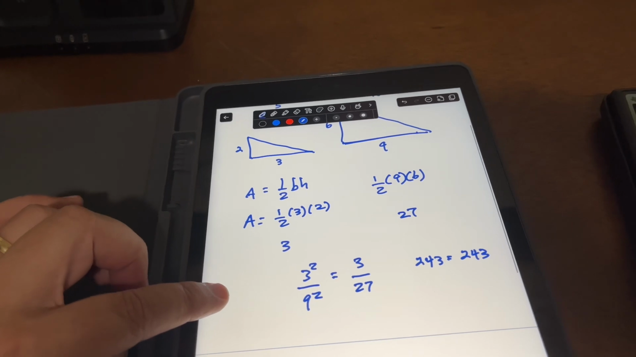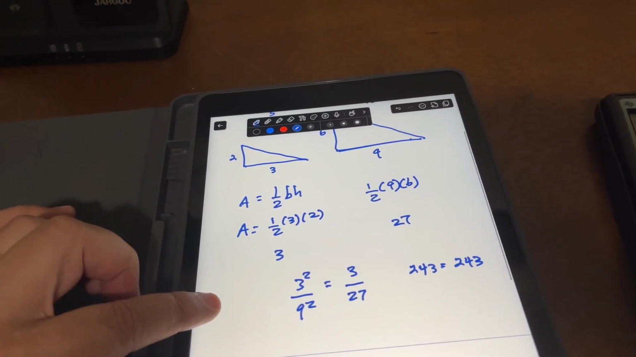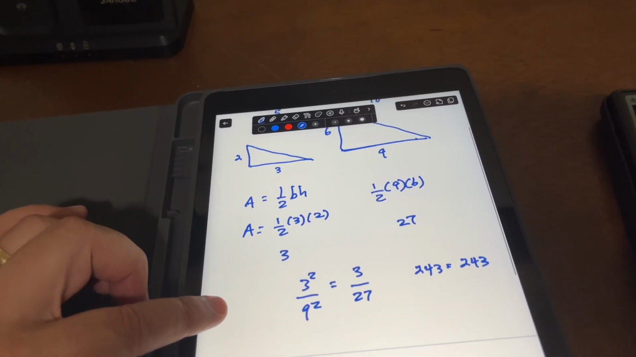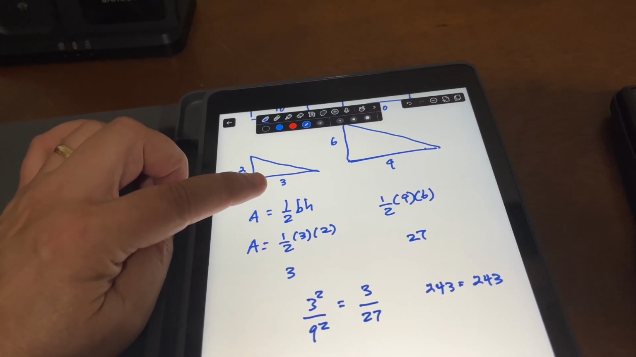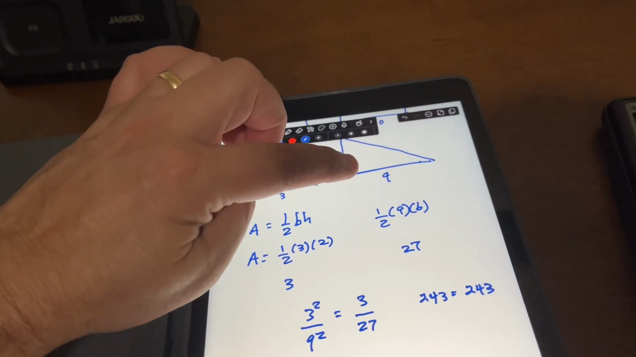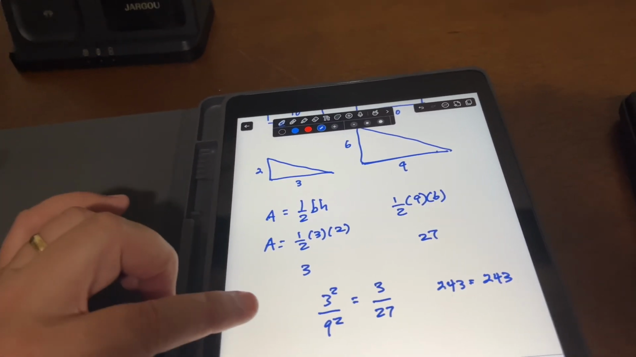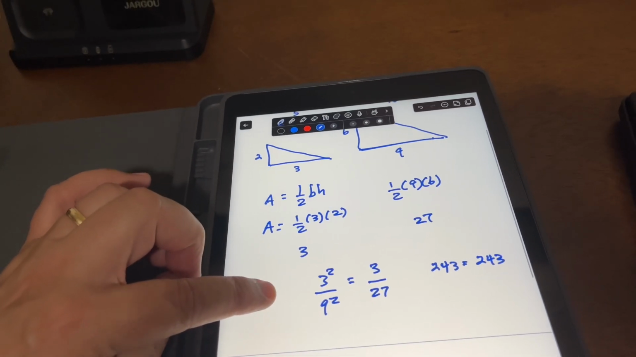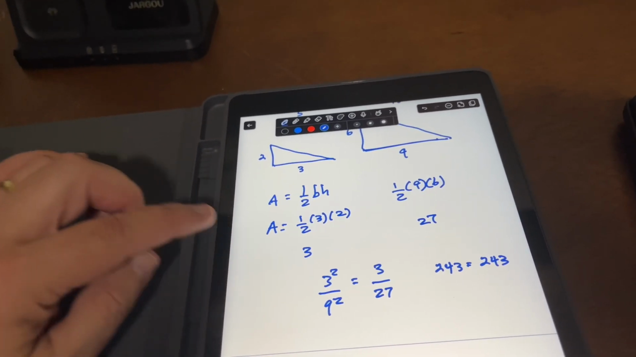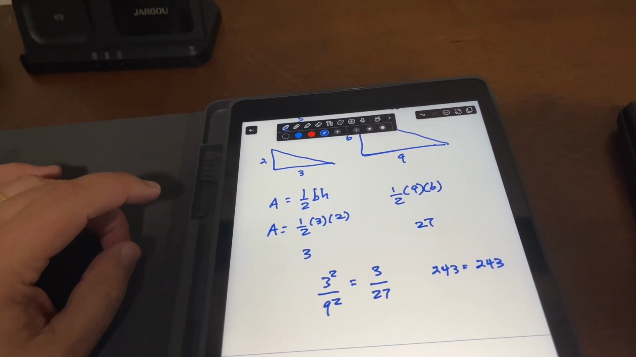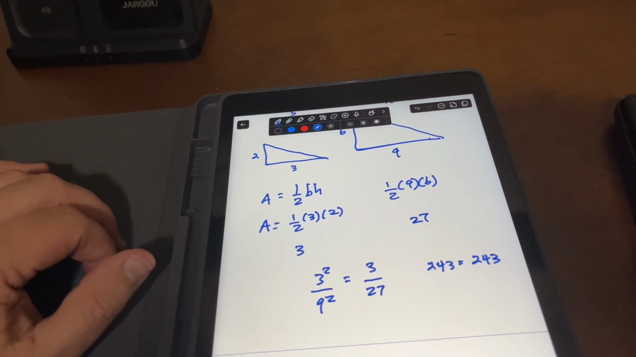So the principle here is that when you're calculating area, you can just take one of the measurements and show how those are comparing with one another squared, and set that equal to the area, and those will be proportional. Now I'm going to show you in just a second how that can be helpful.